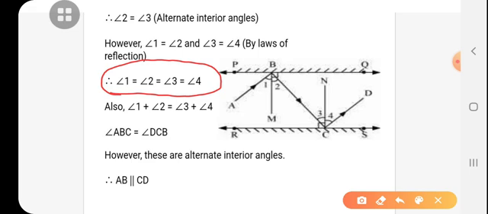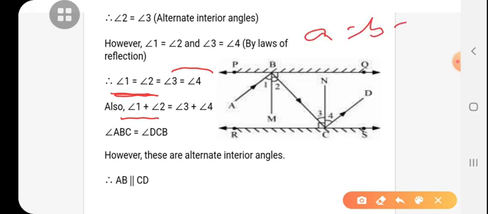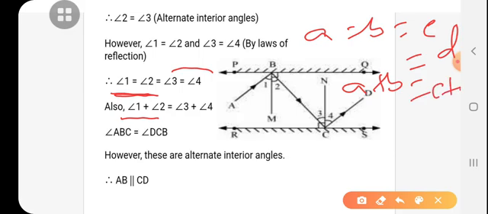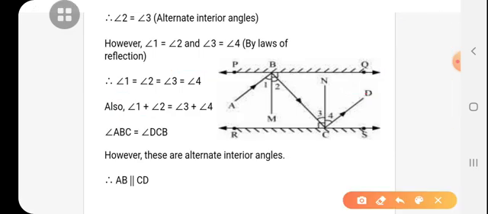So I add angle 1 plus angle 2, which is equal to angle 3 plus angle 4, because all the values are equal. Just an example: if A is equal to B is equal to C is equal to D, it means all values are equal. We can add anything. That means I can write A plus B is equal to C plus D, the value will not change. So I have written here angle 1 plus angle 2 is equal to angle 3 plus angle 4.